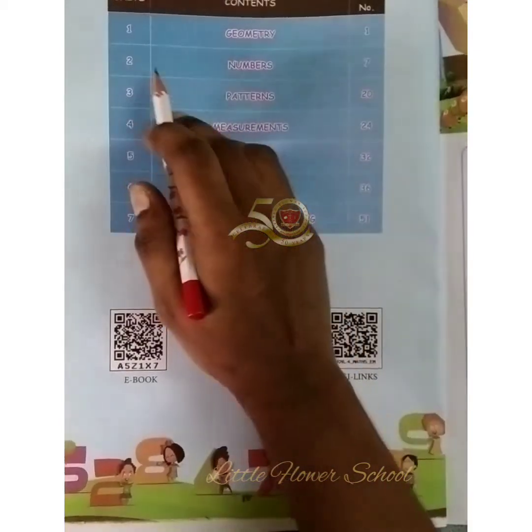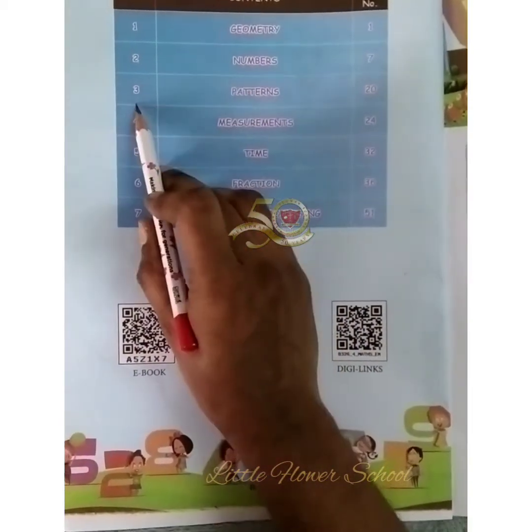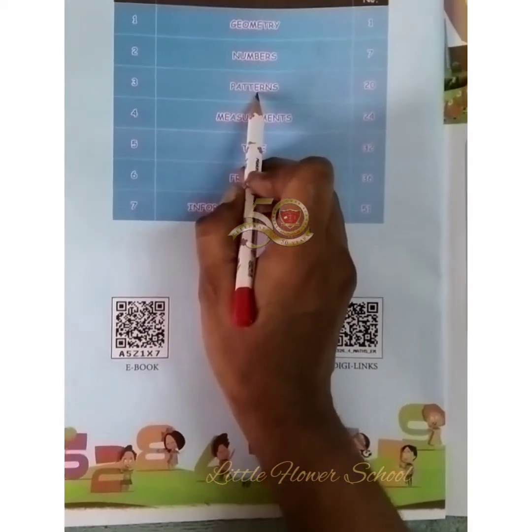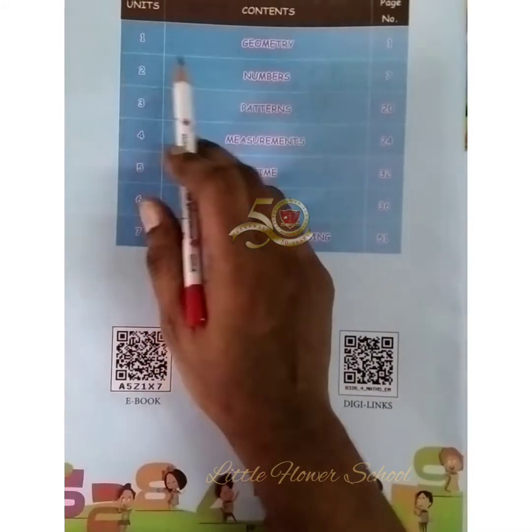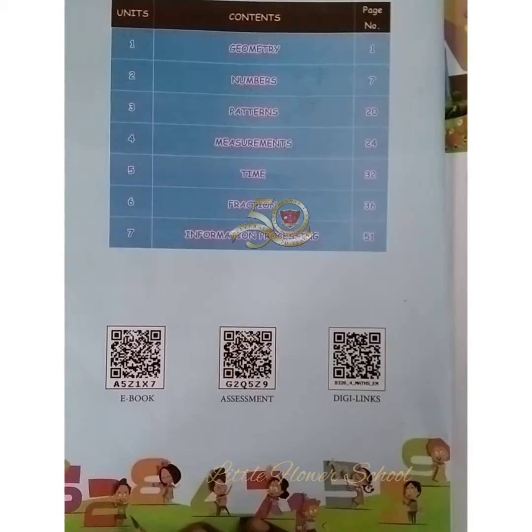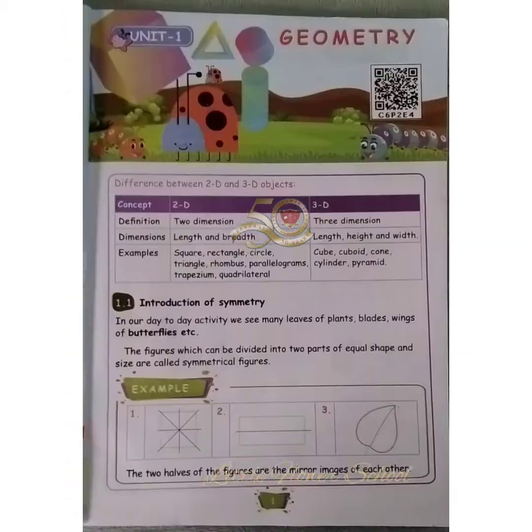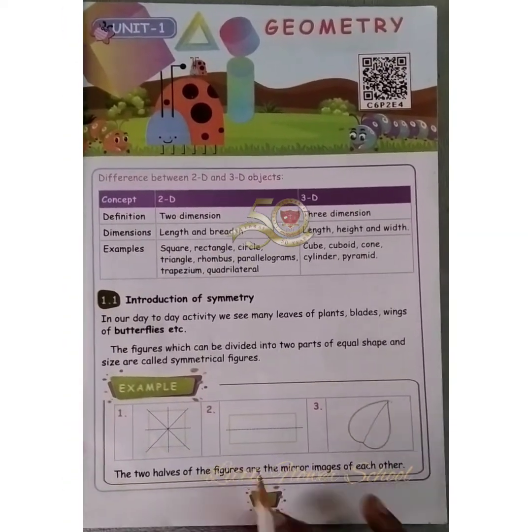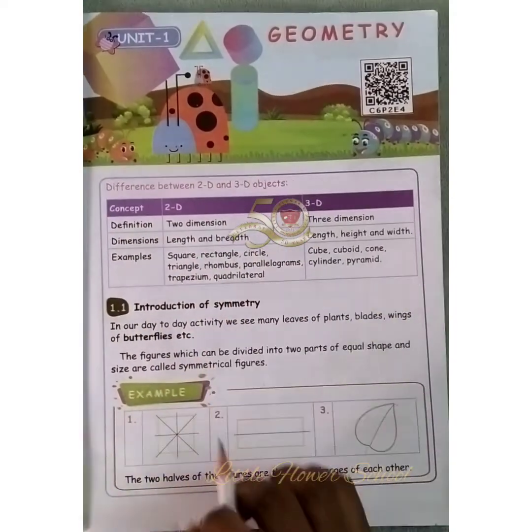Students, as we completed unit 2 numbers and unit 3 patterns, now we are moving on to unit 1 geometry. It is on page number 1. So please take page number 1. Students, take page number 1, unit 1 geometry.